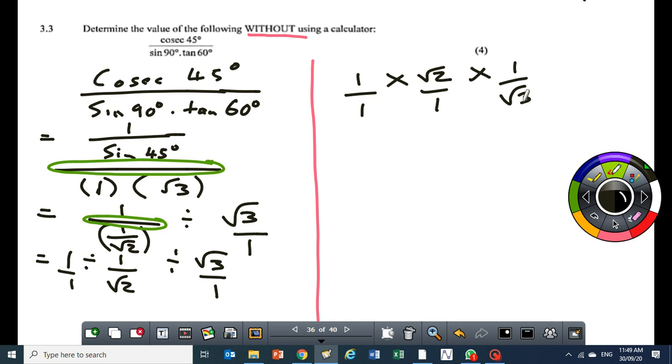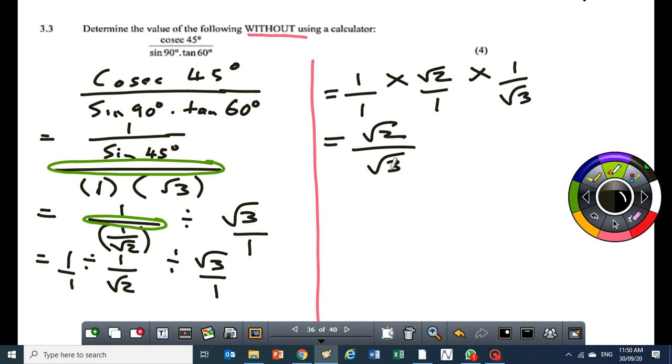So once you have got that, you multiply the numerators and then you multiply the denominators separately. So 1 times square root of 2 times 1, that will give you square root of 2. 1 times square root of 3, that will give you square root of 3. Okay? Now, take out your calculator. Put this in your calculator.